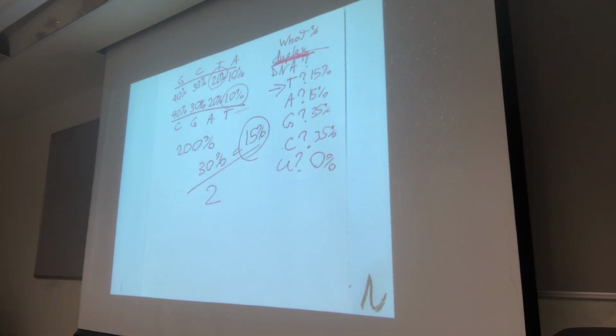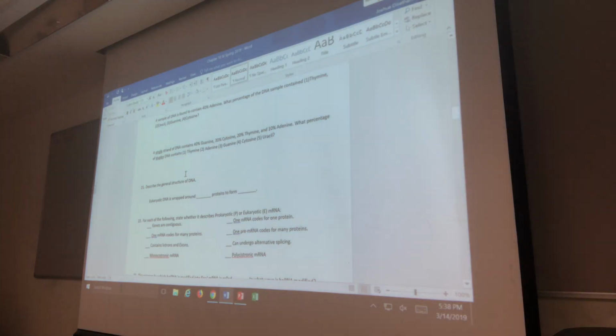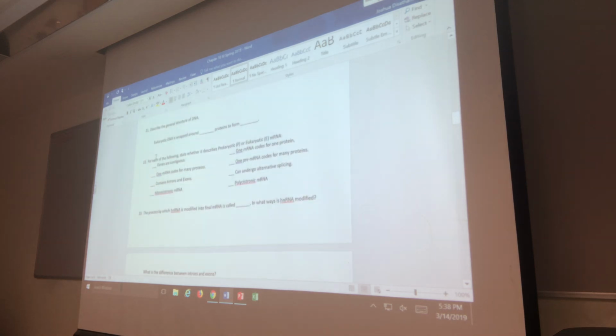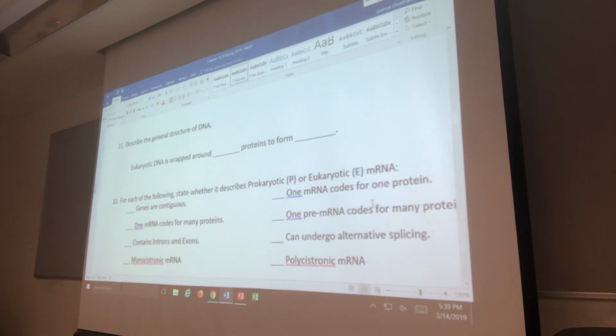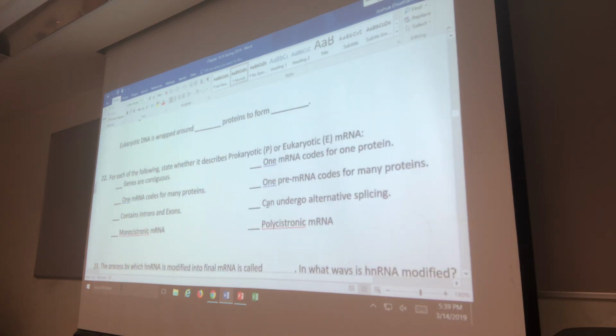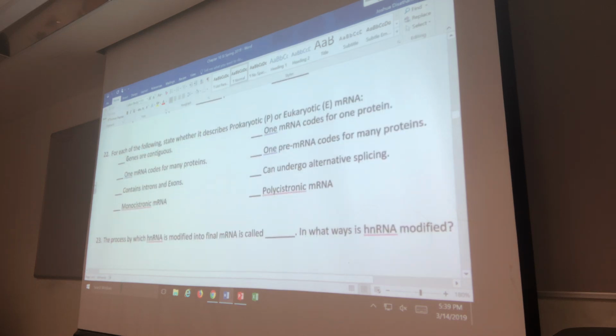All right, so back to this. Oh yeah, that was a long time ago. But let's see if we can answer these things here. For each of the following, state whether it describes prokaryotic or eukaryotic mRNA. So we'll start with this one right here.